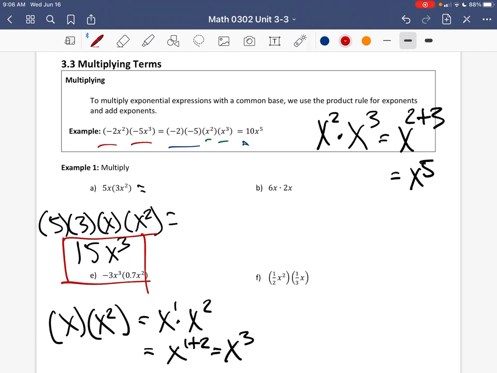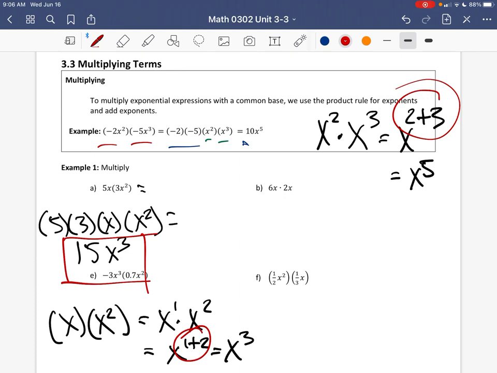This is different than what we did in the previous section, because in the previous section, if we were asked to combine the terms by addition or subtraction, we would not have been able to do so because the terms are not alike. But in this example 1, part A, we are able to do multiplication, and the multiplication hinges upon the fact that we're able to exploit the product rule for the exponents.